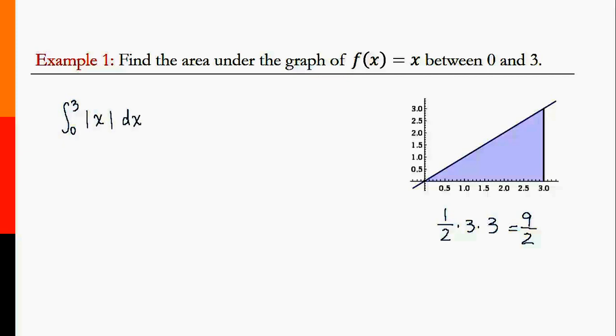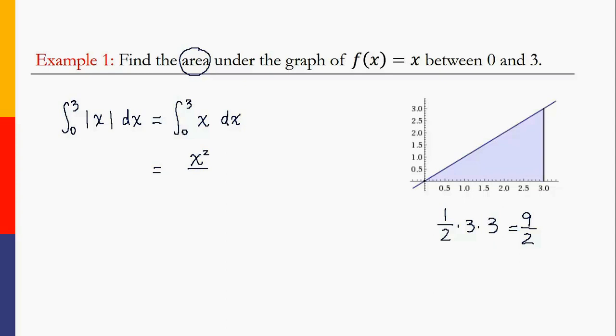Again, whenever we're looking for the area, we must take the absolute value of the function because area is always positive. But in this case, f of x is positive in the interval 0 to 3. So we can simply write it as x dx. Now, according to the fundamental theorem of calculus, we first find the antiderivative of x, which is x squared divided by 2, and that is an application of the power rule.